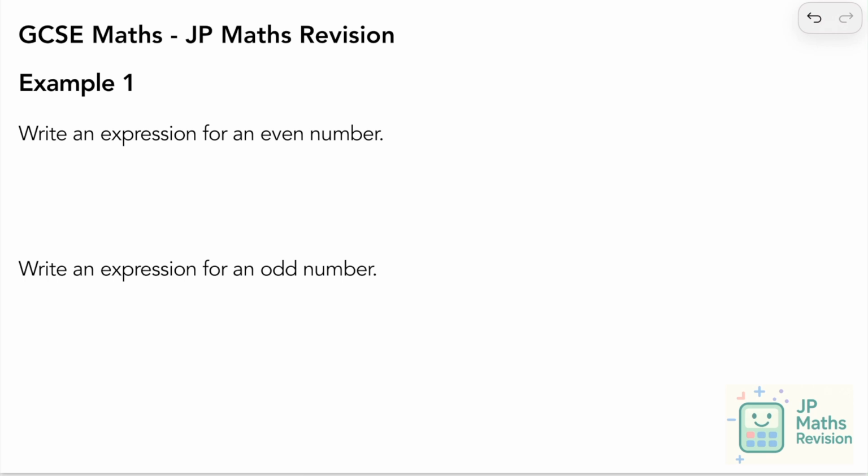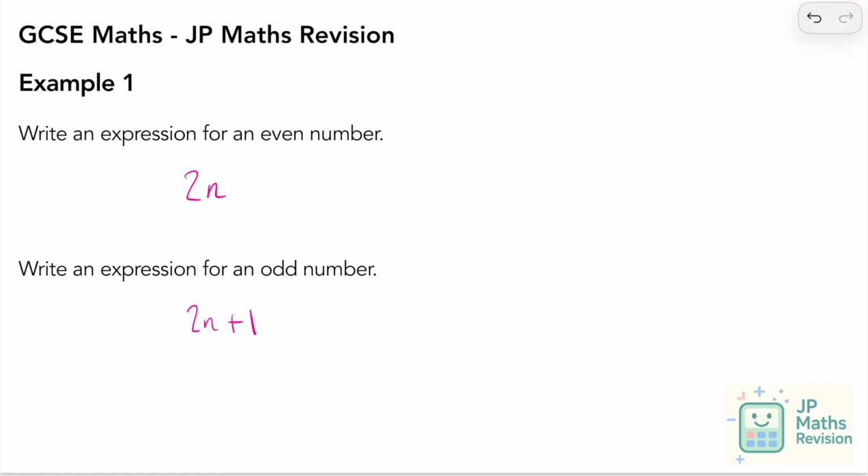So here's an example. We need to write an expression for an even number. So any even number is a number that is a multiple of 2. So to express an even number, we could write the multiples of 2, which algebraically we could write as 2n. An odd number is simply one more than an even number. So any odd number could be 2n plus 1.